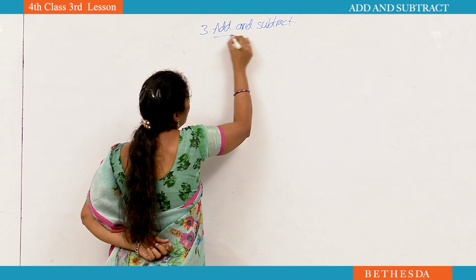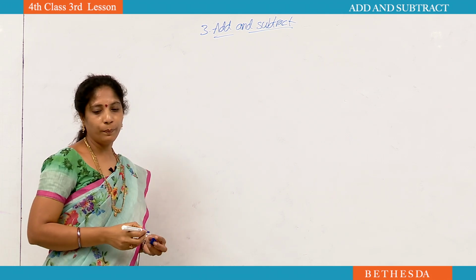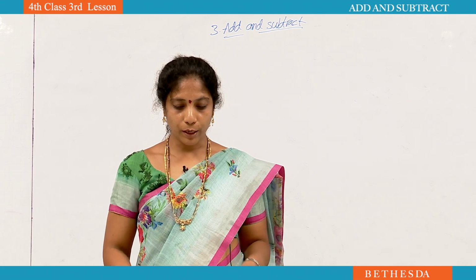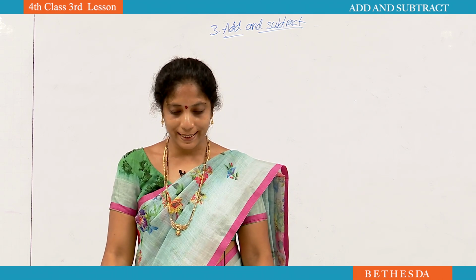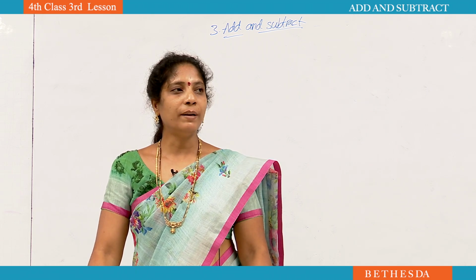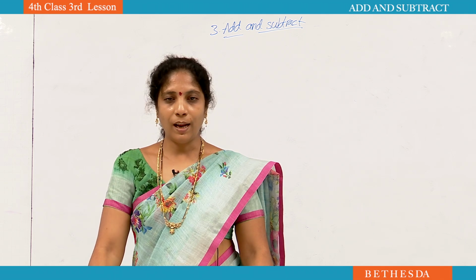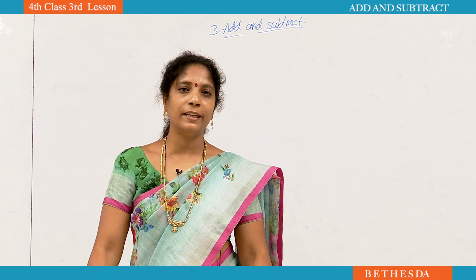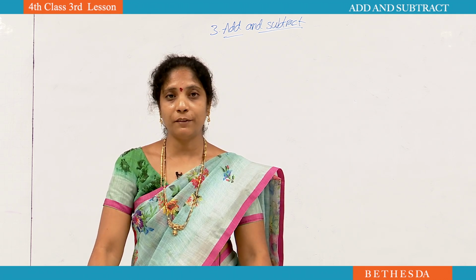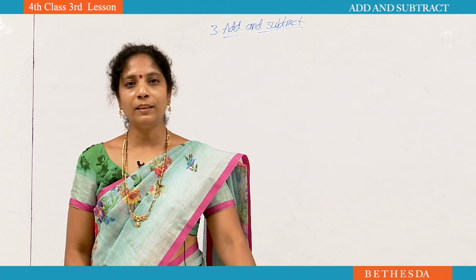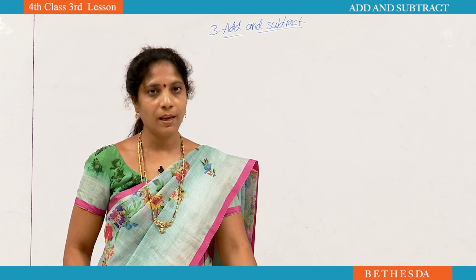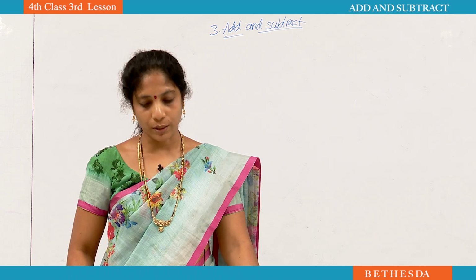Okay, all of you open your studio page number 45. See here, in this lesson we are going to learn 5-digit addition and subtraction and estimated total and difference. Total means addition, estimated sum means addition, and difference means subtraction. Totally in this lesson we are going to learn 5-digit additions and subtractions and estimated values also.